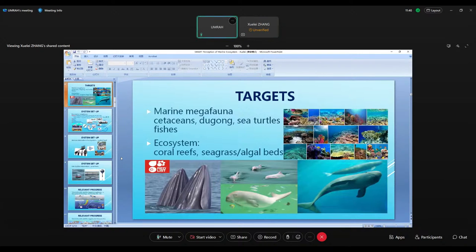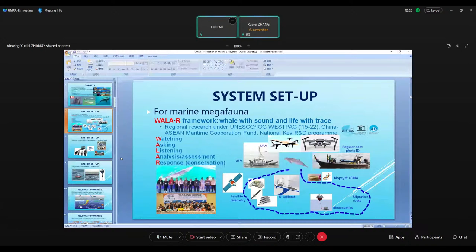Over the years, we have been working with collaborators, including colleagues from OMRA, to set up a smart perception framework for marine megafauna. We entitled it as WALA, primarily integrating multidisciplinary and multiple approaches, including watch, asking, listening, analysis, and response. In other words, integrating both optic and sonic approaches to assessing the ecosystem.